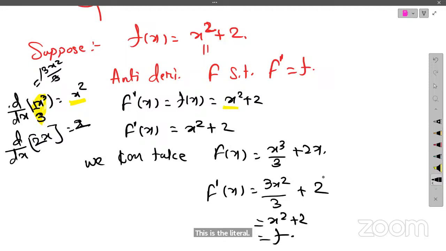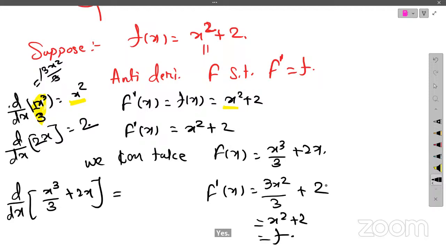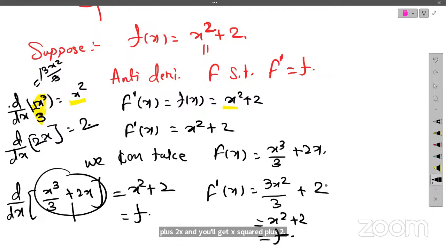Plus 2x, right? So you put 2. Here also, if you differentiate x, you will get 1, but if you differentiate 2x, you will get 2. So if I now differentiate the sum of these two quantities, that means x cubed by 3 plus 2x, I will get x square plus 2, and this is our small f. So this whole function I can consider as my capital F, whose derivative is the small f.